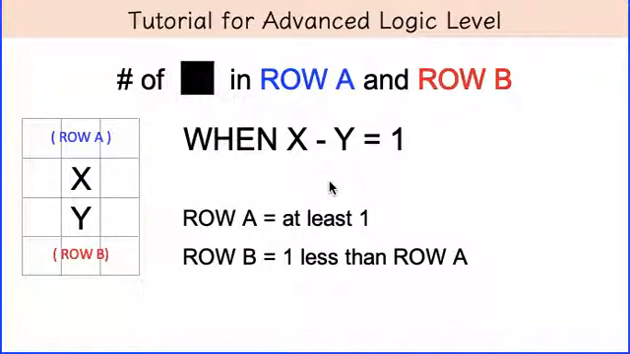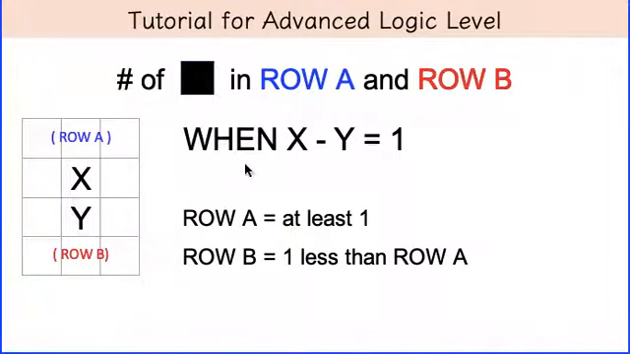This is tutorial number 1, and here we will be looking at the difference between the two numbers and how we can use that to solve our puzzle. So let's look at it here where I have two numbers next to each other, top and bottom, where the difference is 1. I just want to explain briefly, and I hope this is not too confusing for you, this is the number of black squares in row A and row B when x minus y is 1.